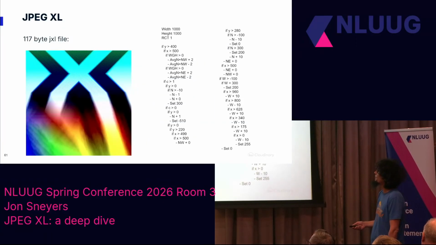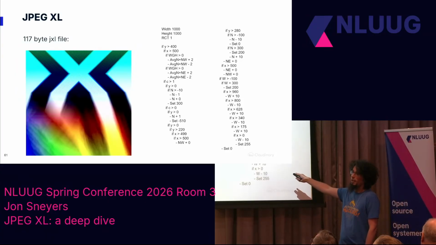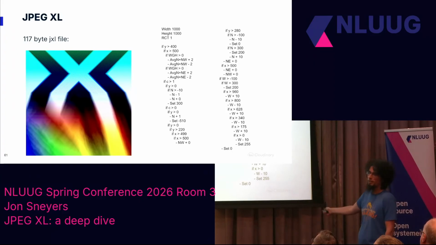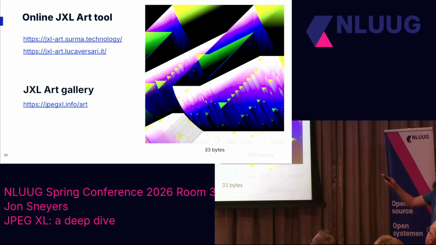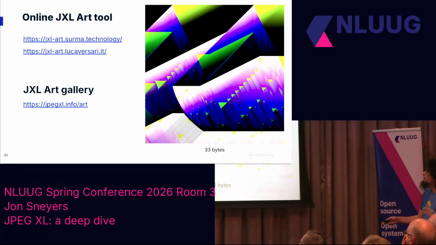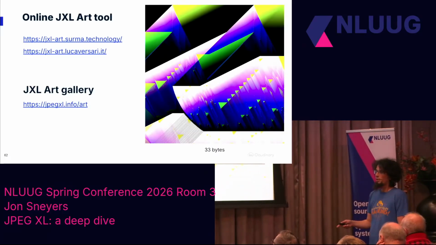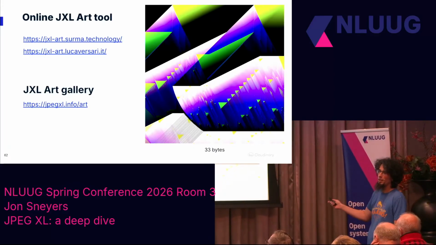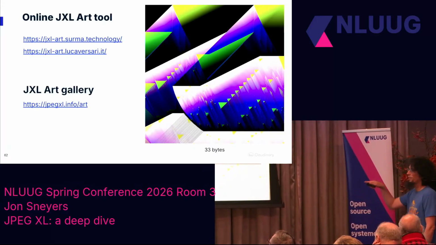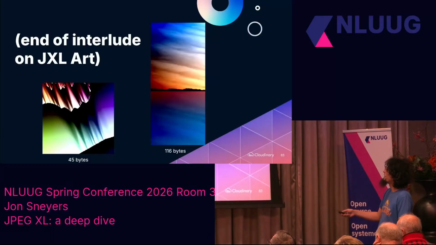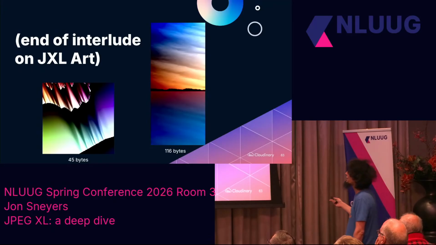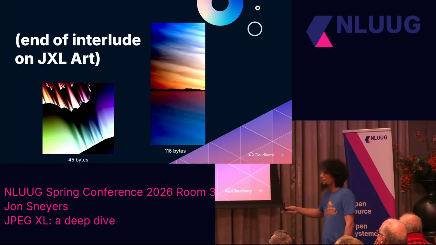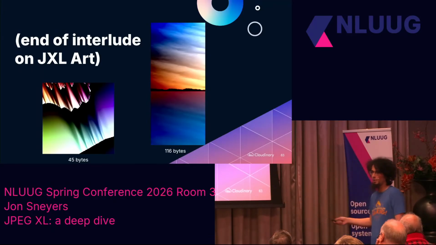And yeah, this is how it looks. This is a description of the tree, and all the residuals are 0, and the end result is that image. All right, so you can play with this. There's online tools for that. There's an art gallery. You cannot click these links here, but when I make the slides available, you can click them. Okay, so these are just some nice images, I think, that are extremely small in JPEG XL, but of course it's a bit of a trick.